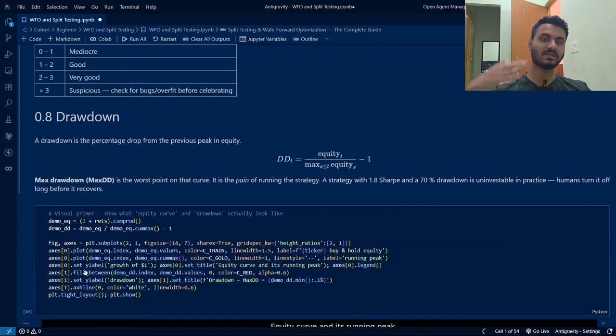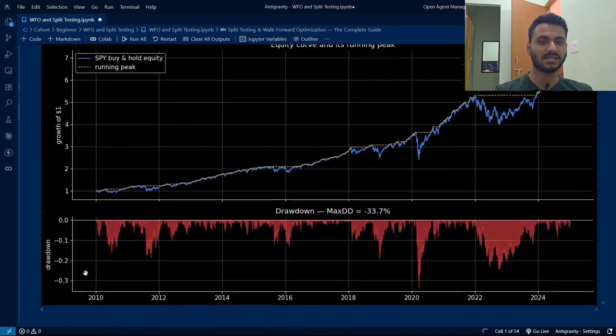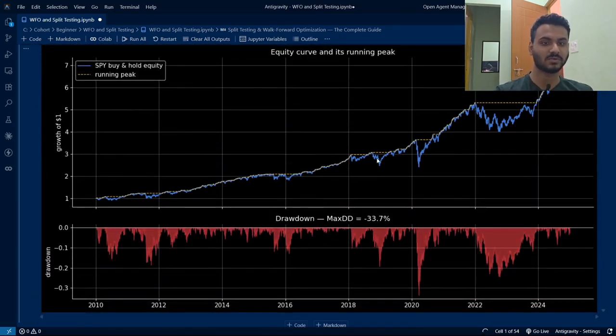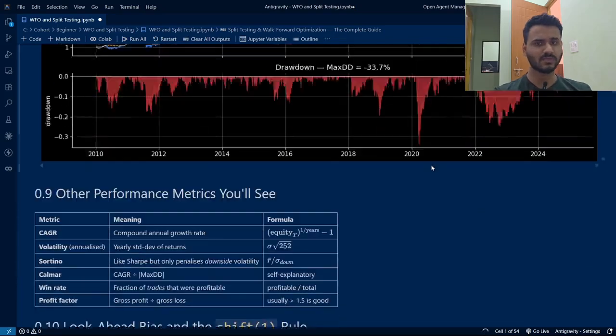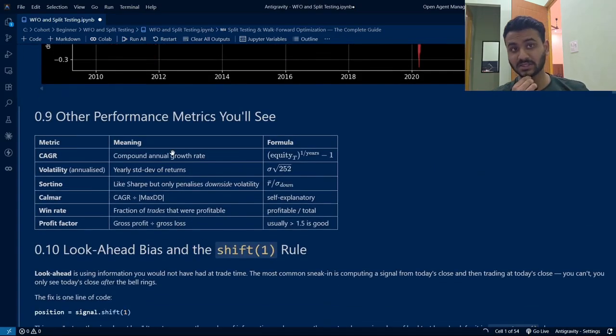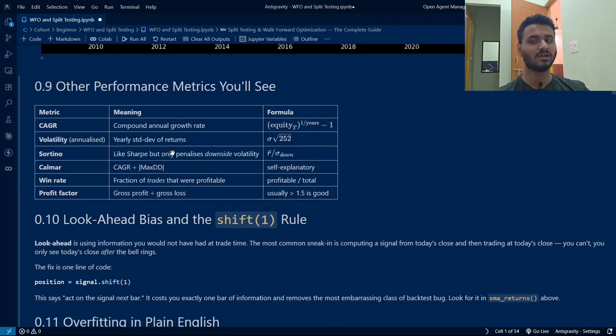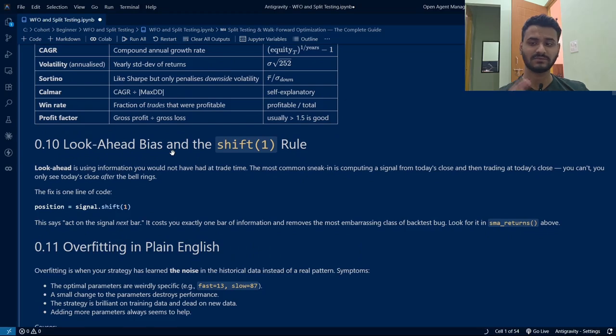Now, drawdowns are basically from peak to trough. Basically, this is your drawdown. Simple, right? As you can see right here, from here to here, it was a drawdown period. Here to here, it was a drawdown period. Again, 2020, massive drawdown periods. Other performance metrics we will see throughout are CAGR, volatility, Sortino, Calmar, win rate, and profit factor. Look-ahead bias and overfitting, we have talked about this.